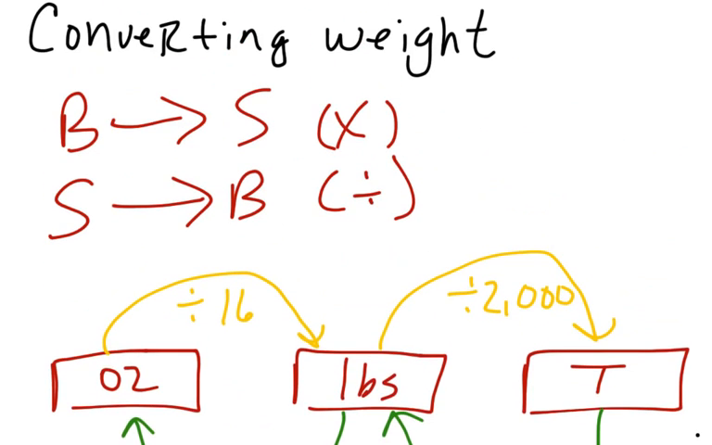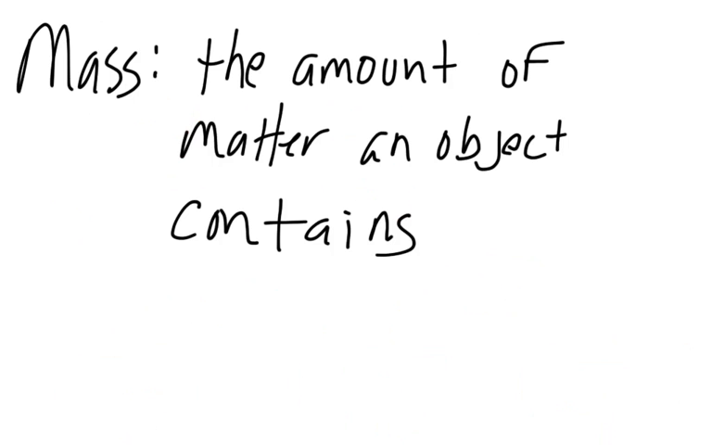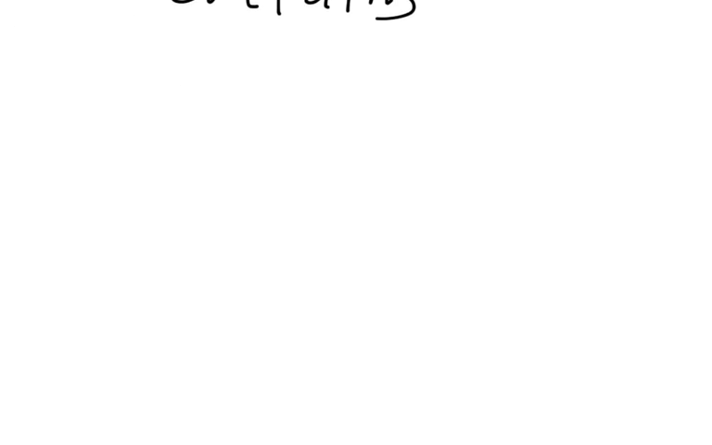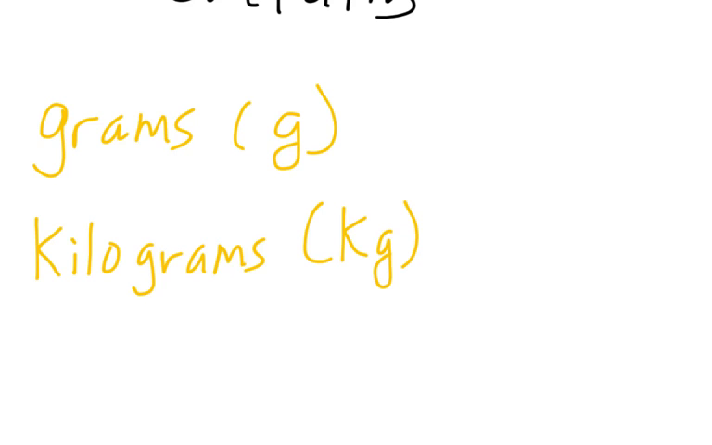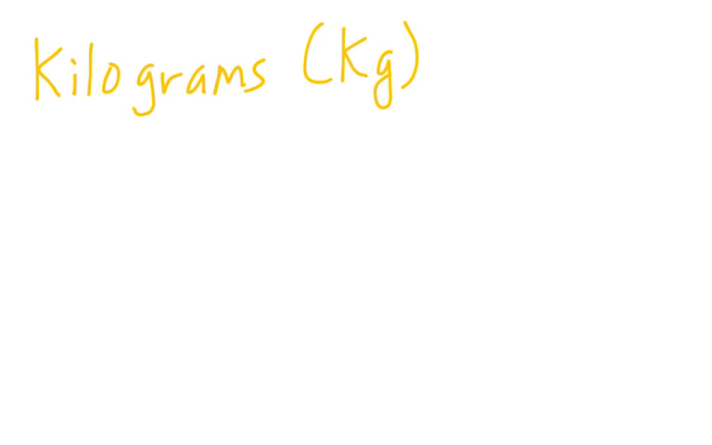Okay, so that is everything we'll be talking about with pounds. Now let's talk about mass. Well, mass is the amount of matter an object contains. And when we talk about mass, mass is measured in grams and kilograms. So we're talking about grams, which is just going to be initialed as G. And we're going to be talking about kilograms. And that's going to be kg, not Kevin Garnett. And very simply, 1 kilogram, 1 kg, equals 1,000 grams.